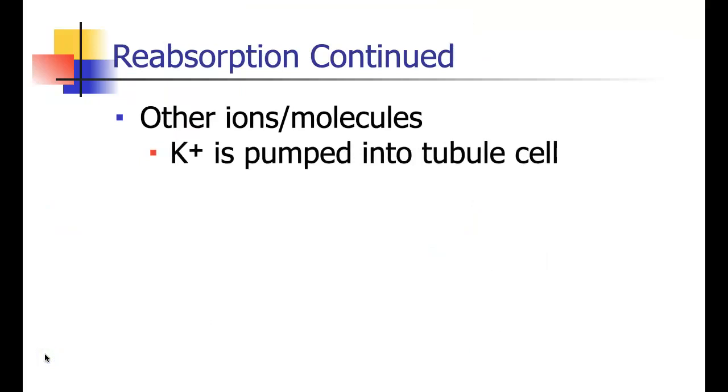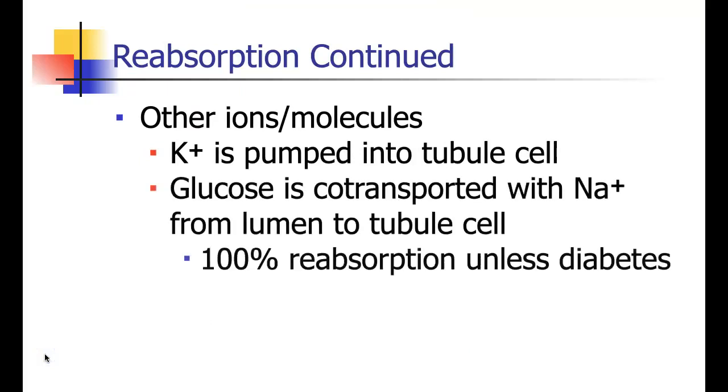Other ions and molecules are reabsorbed as well. Potassium, for example, is pumped into tubule cells. We just talked about glucose. Glucose is co-transported with sodium from the lumen to the tubule cell. And this is going to give you 100% reabsorption unless there's diabetes. So with diabetes, things are going to be all out of whack.